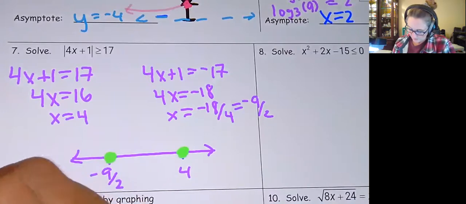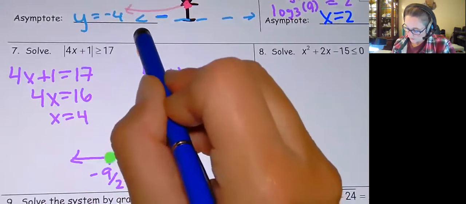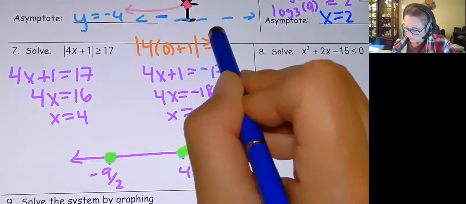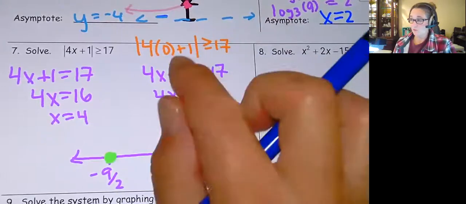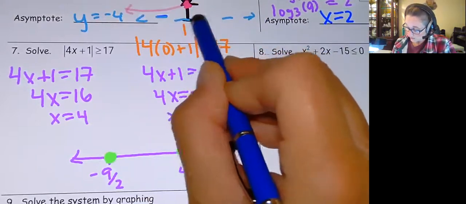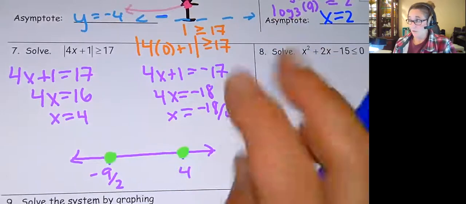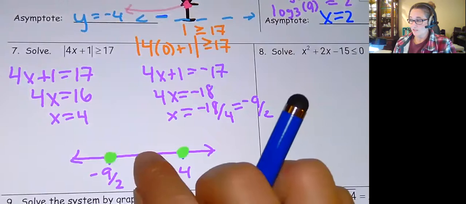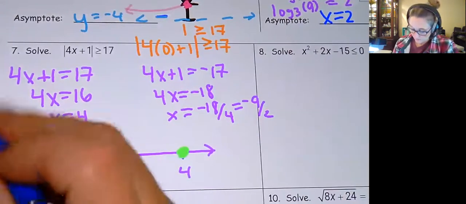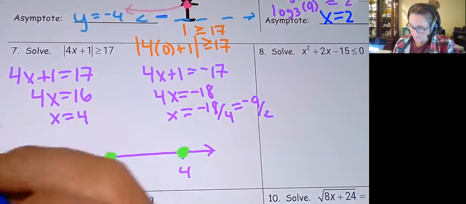So if I was going to test 0, let me do it in orange. That means I would put 0 in here, and I get absolute value of 4 times 0 plus 1 is greater than or equal to 17. And I want to see if that's true or false. Well, this is going to end up giving me 1 is greater than or equal to 17. That's false. 1 is not bigger than 17. So since 0 is here, I'm not shading here. That means I'm going to shade out. Okay. Now, when I personally do these problems, I think about it this way.